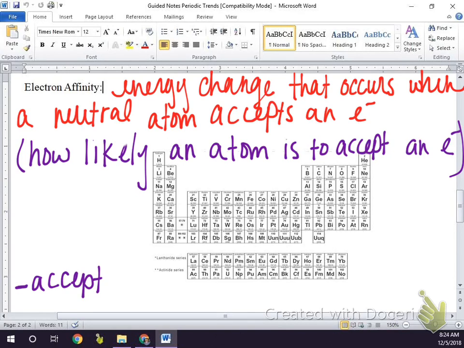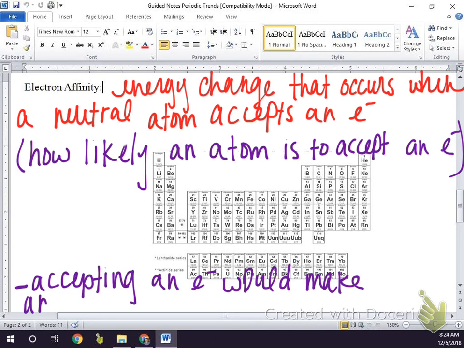Okay, and when you accept an electron, that would make it what type of an ion? Good, a negative, which is called an anion. Okay, a neutral atom that accepts an electron would make it an anion.